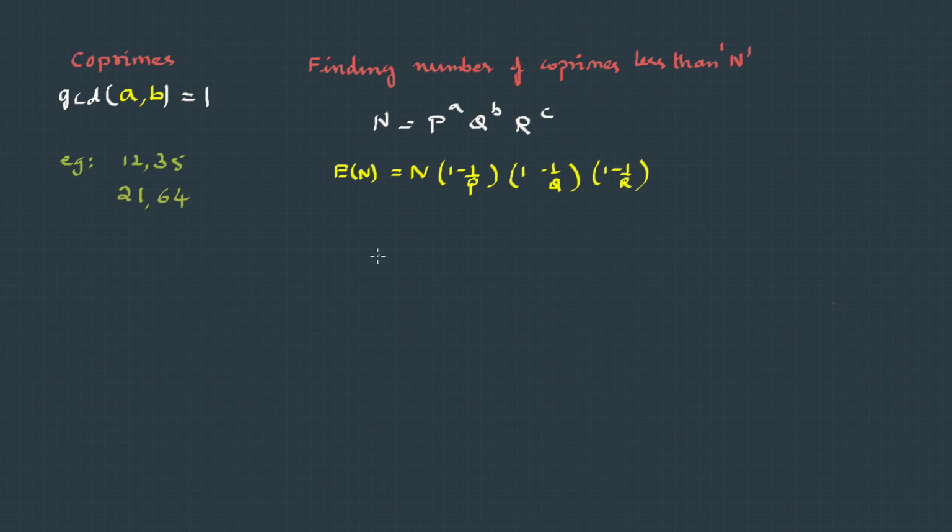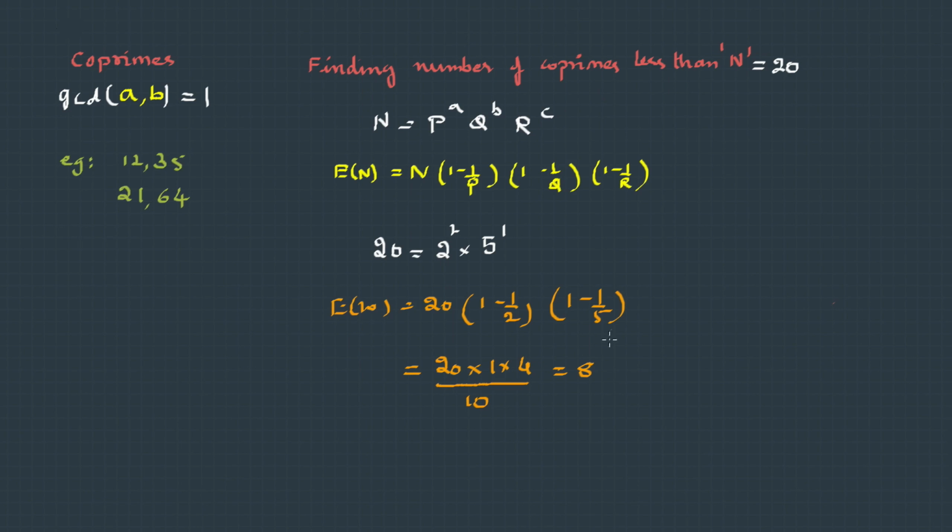To understand this, let's take an example. Let's take the number as 20. As per the technique, we need to go for the prime factorization. So 20 can be written as 2 squared into 5 to the power 1. Then Euler's number for 20 will be 20 multiplied by (1 minus 1 by 2) into (1 minus 1 by 5).